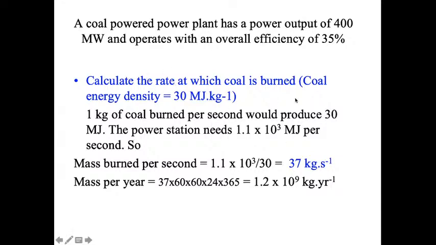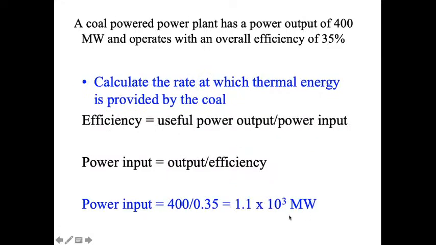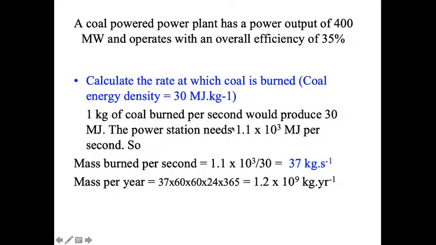We need to know the rate that coal is burned at, knowing its energy density now. So if it's got 30 megajoules per kilogram, and we're essentially needing to produce 1100 megawatts, where a watt is a joule per second, a megawatt is a megajoule per second. So the mass burned per second is going to be 1.1 times 10 to the 3 divided by 30. We're trying to solve for our mass in kilograms. We got 37 kilograms burned per second.